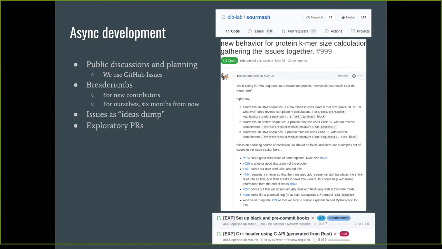In our case, we are trying to avoid as much as possible having any meetings or discussions that don't happen on GitHub issues or pull requests. And if we do have a face-to-face or synchronous meeting, we take notes and put them back on GitHub. The important thing here is that this leaves a lot of breadcrumbs that new contributors can go back and read, and also helps ourselves 6 months in the future, because we can follow the reasoning that we had previously more clearly.